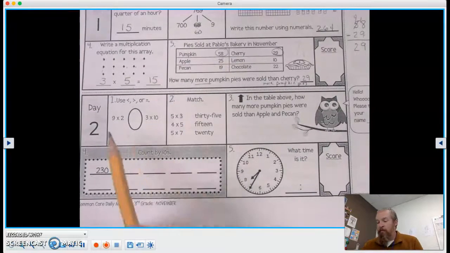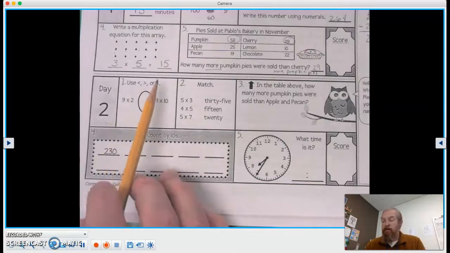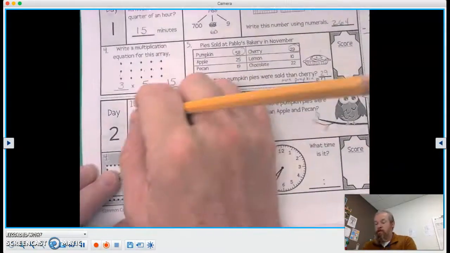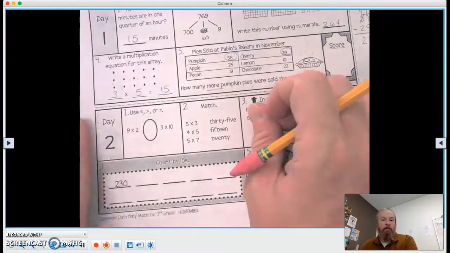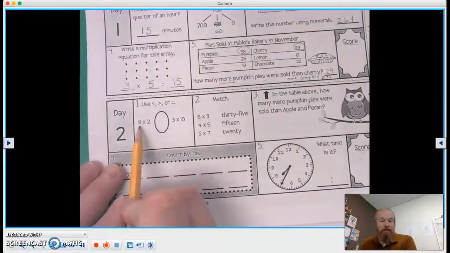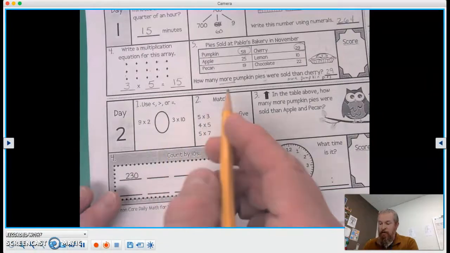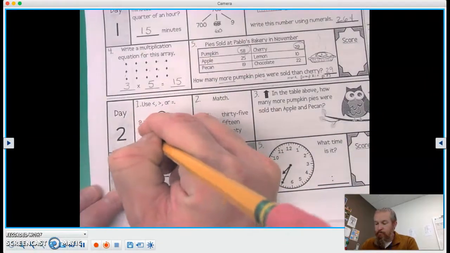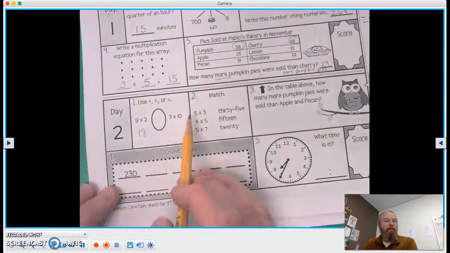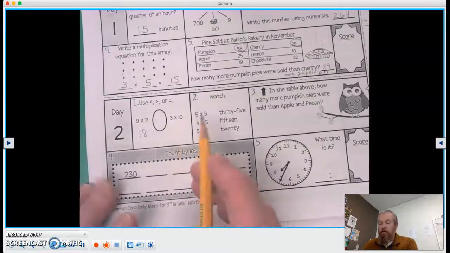So number 1 here, we have use less than, greater than, or equal to. First let's go ahead and figure out what each side is. So we have 9 2s or 2 9s. 9 plus 9 is 18. And we have 3 10s or 10 3s. So 10, 20, 30.